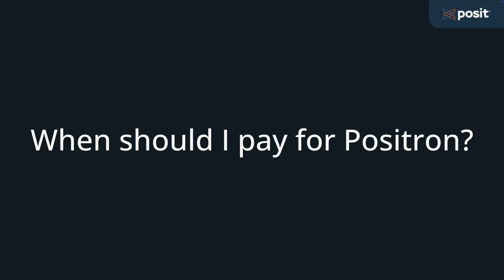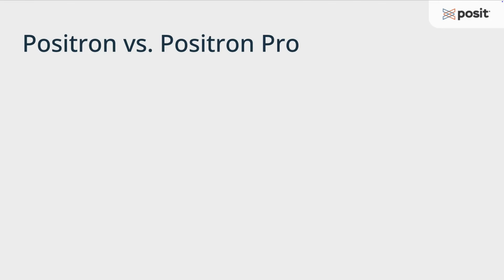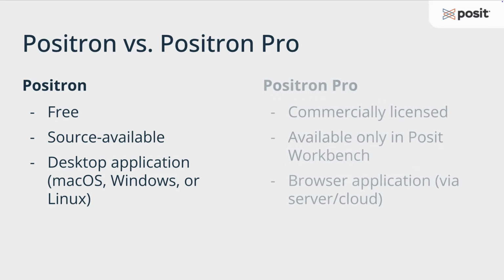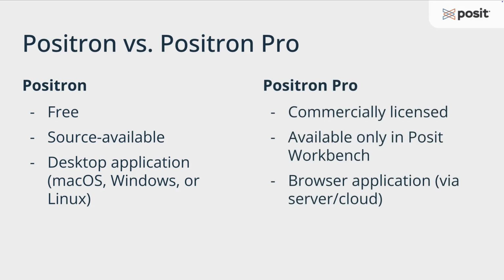One of the most common questions we're asked about Positron is, when should I pay for Positron? Just like with RStudio, we distribute two versions of Positron. A free, source-available desktop application for Mac, Windows, or Linux that's called Positron Desktop, or more often, just Positron. And Positron Pro, a commercially licensed native server version of Positron that's accessible via browser and only available in Posit Workbench.